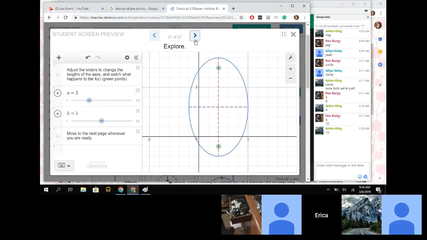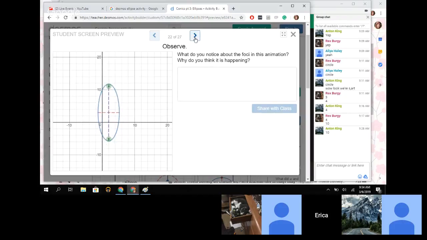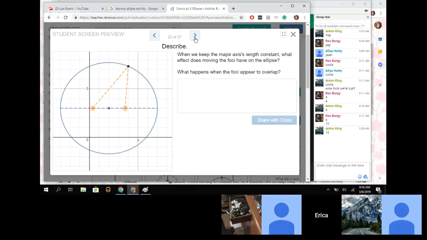All right, I think that's all I wanted to do out of here. This kind of just shows that as you move the focus points out, you can see how your circle gets smaller because of the distance.